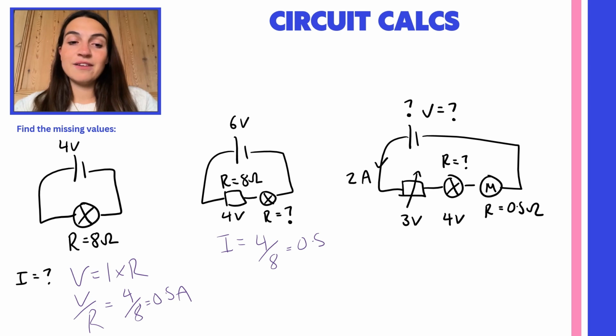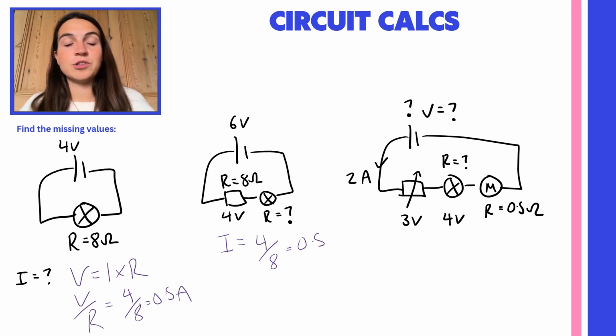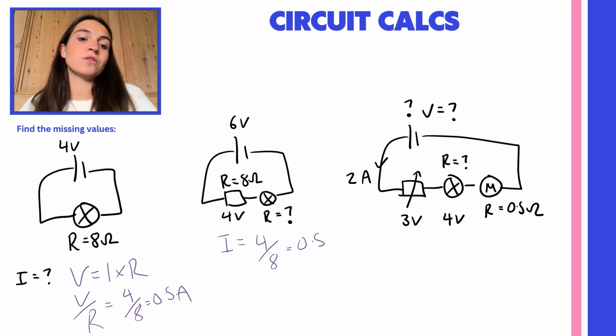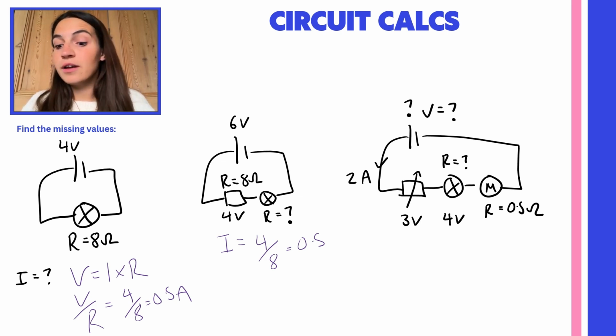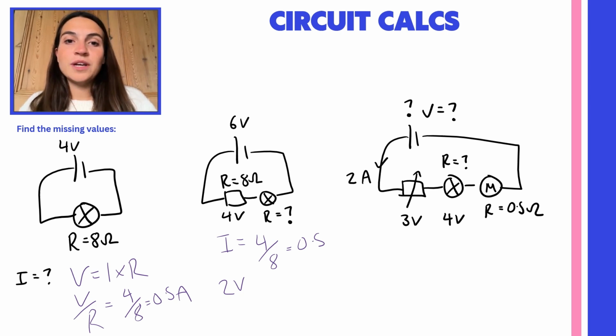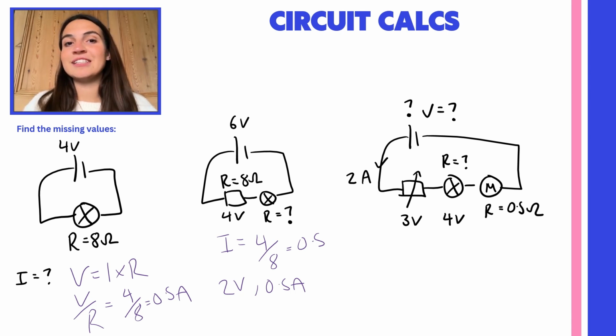And then I can figure out what the voltage over my bulb is. Why? Because I know the total voltage on my circuit is 6 volts and it's a series circuit, so that gets shared between my components. My resistor is already taking 4 of those volts, so I know that my bulb must have 2 volts over it. So my bulb has 2 volts over it and a current of 0.5 amps through it. I know the current going through my bulb is the same as the current going through my resistor because this is a series circuit, so the current is the same at every point.